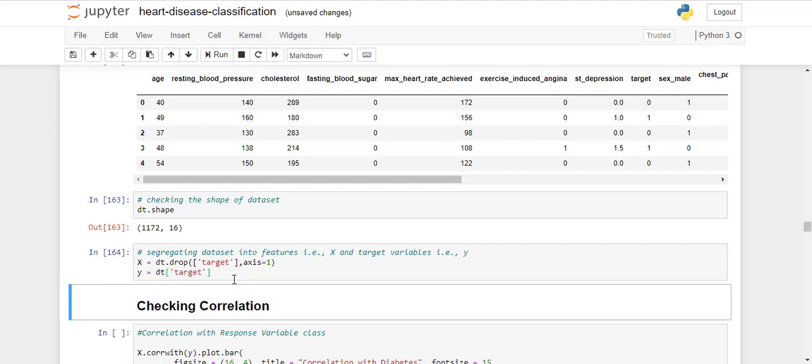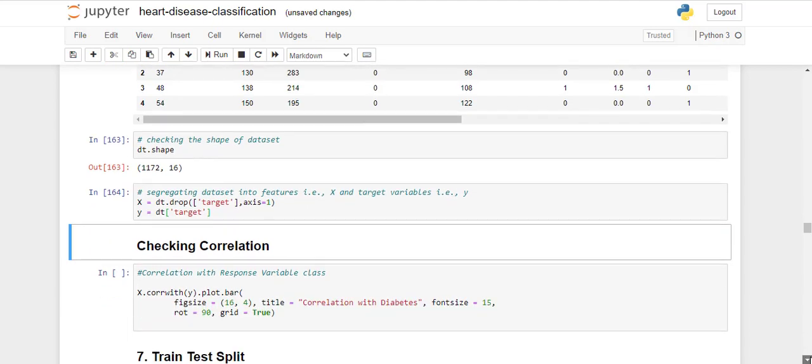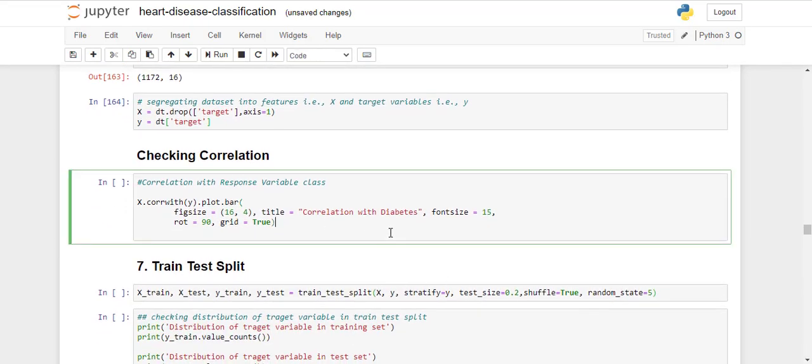Now the most important part, we have to see visually what is the correlation with the target variable. Okay, what is the correlation of all the features with our target variable.